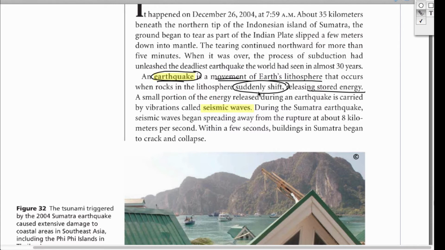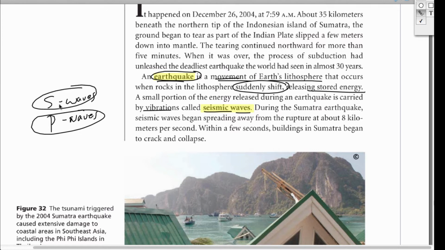That sudden shift sends waves through our Earth's crust, vibrations they call seismic waves. And remember, we talked about S waves and P waves. Pressure waves, and the seismic waves here, the S waves. S waves, I think, were up and down or left and right. The pressure waves were back and forth, back and forth.